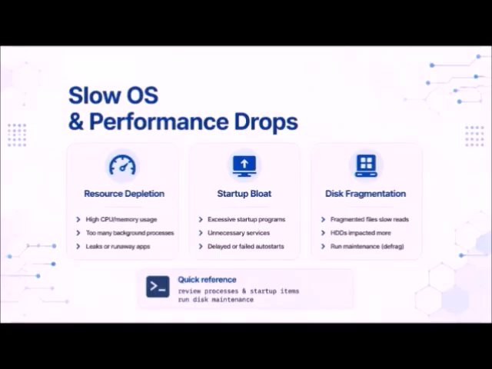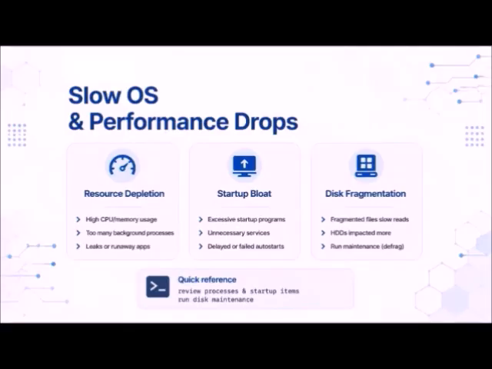Disk fragmentation. Mechanical hard drives exhibit severe read/write slowdowns over time due to file fragmentation. Running the Defragment and Optimize Drives utility consolidates storage blocks to speed up file access. Note: solid-state drives, SSDs, must never be defragmented. Instead, Windows sends TRIM commands to optimize NAND cells without causing mechanical wear.